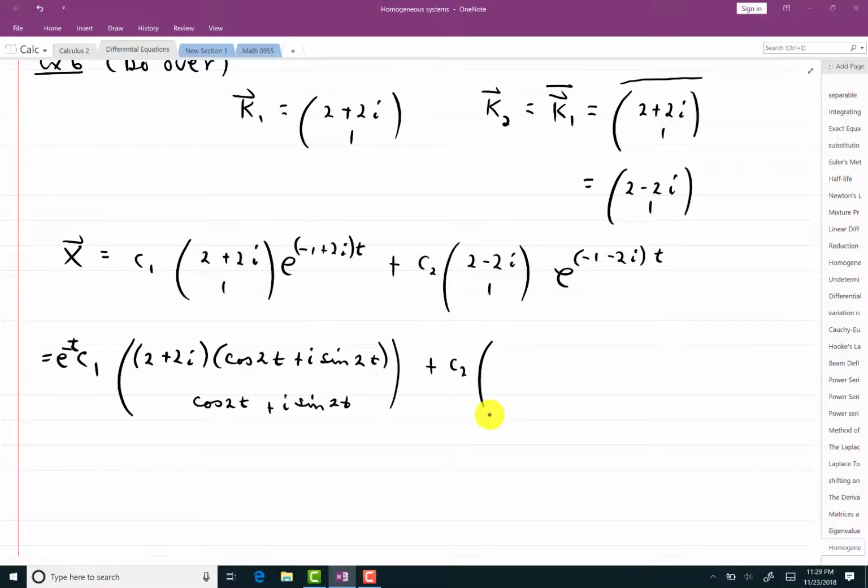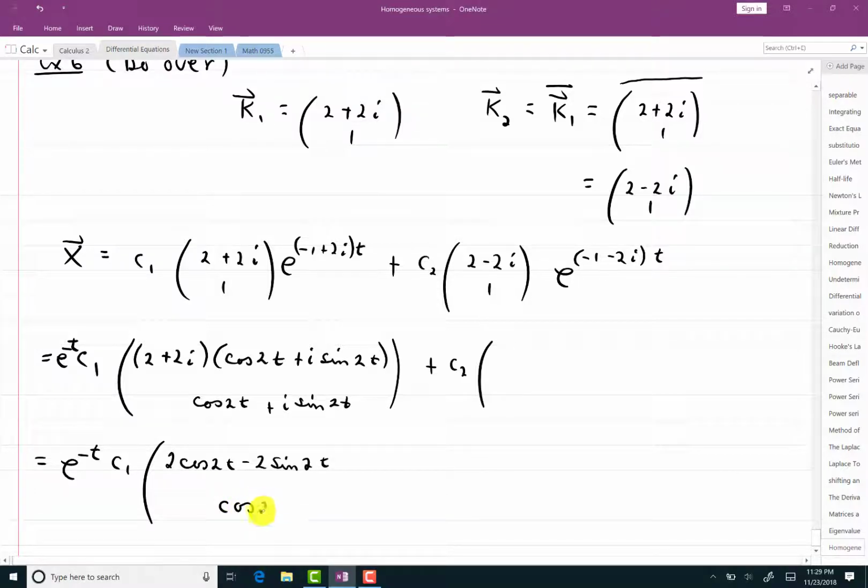Check this out. If I just multiply out the first vector, e to the negative t, C1. And let's do the real and imaginary like I had before. So I have 2 cosine of 2t, and then I had minus 2 sine of 2t. Then what I'm going to do is down here, just take the real part. And it's attached to e to the negative t.